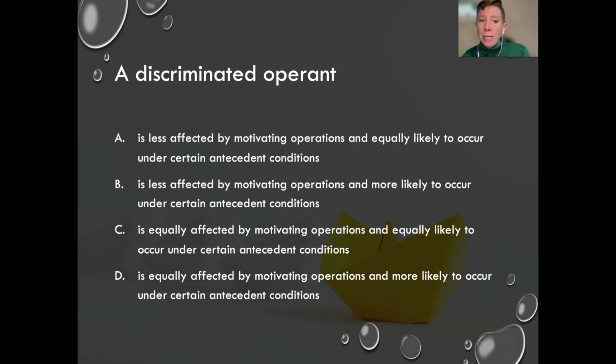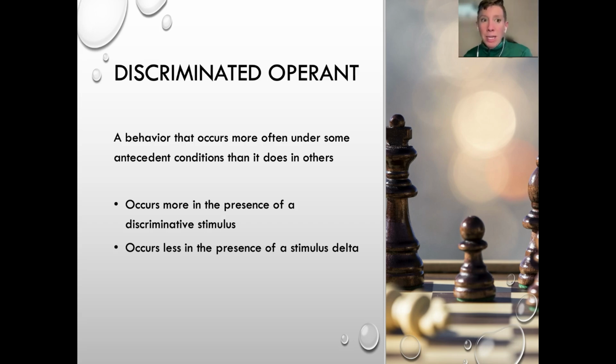So the correct answer here is D, is equally affected by motivating operations and is more likely to occur under certain antecedent conditions. So to answer this, we have to know what a discriminated operant is. A discriminated operant is a behavior that occurs more under some antecedent conditions than it does in others. It occurs more in the presence of a discriminative stimulus and less in the presence of a stimulus delta.